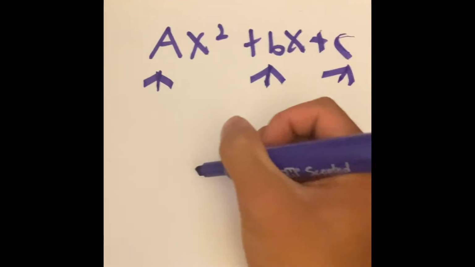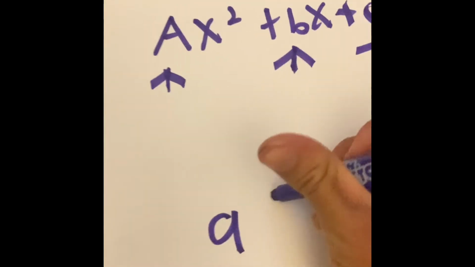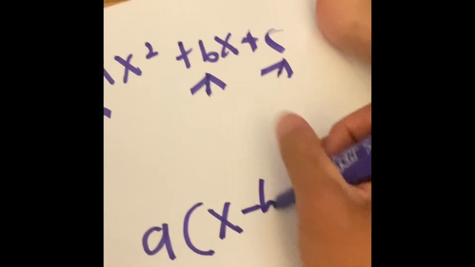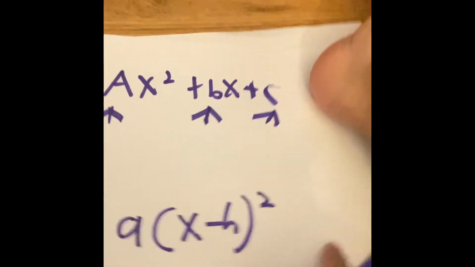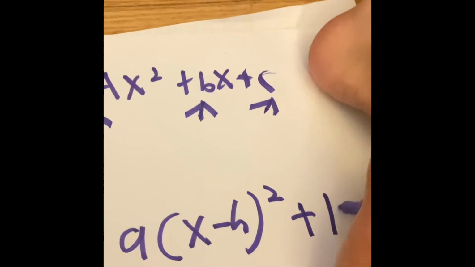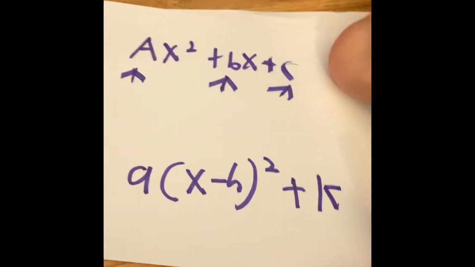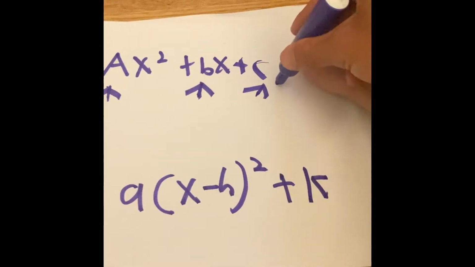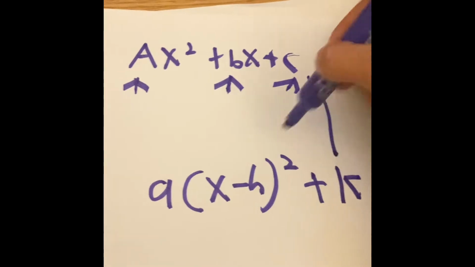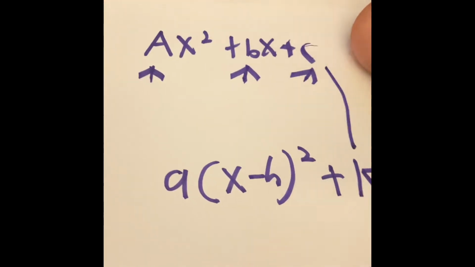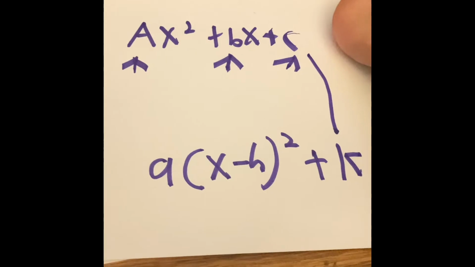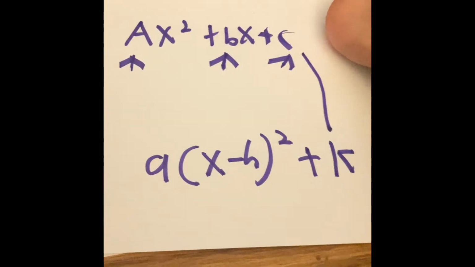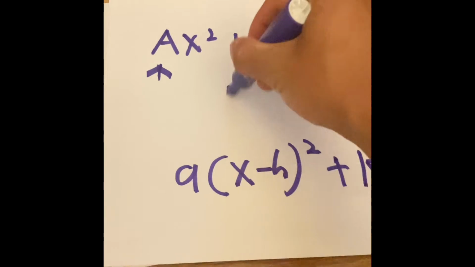On the other hand, the new formula known as the vertex form is going to be a(x minus h) squared plus k. K is also used as the constant, but the reason why we use the letter K is not to be confused with the letter C. And not only that, the letter H is also changed to make sure it's not confused with any other letter. So we are going to try and convert from here to here.